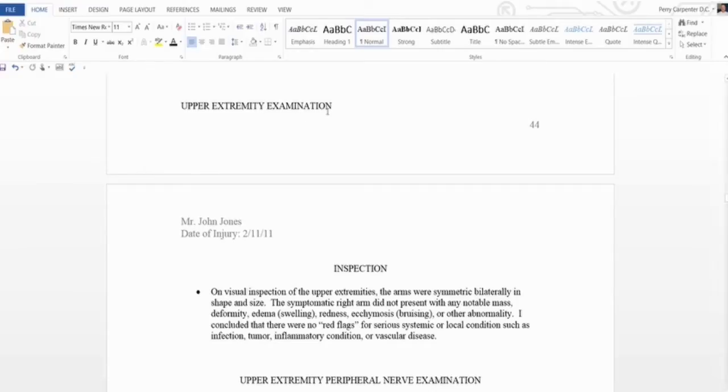So the upper extremity examination begins. Well, let me ask you, where does the upper extremity begin in your opinion? Probably begins right immediately beyond the brachial plexus.